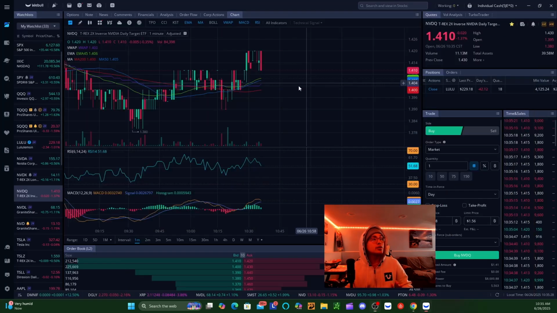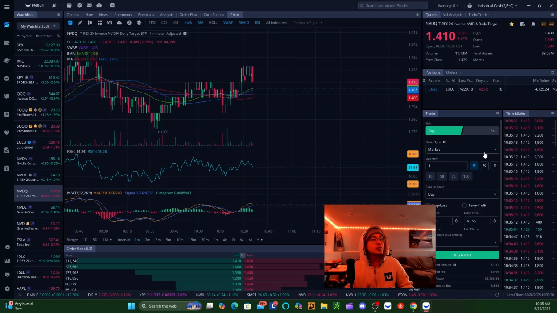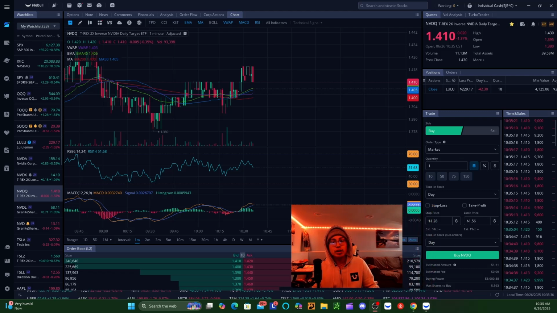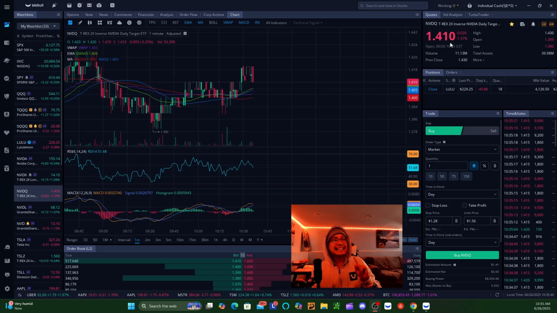Okay, so now we're here. I'm going to show you guys the different buying executions. Right here you can see it says market. A market order is at the price that it is currently trading at. So if it's $1.41, time in force is day, you can buy it at that price.